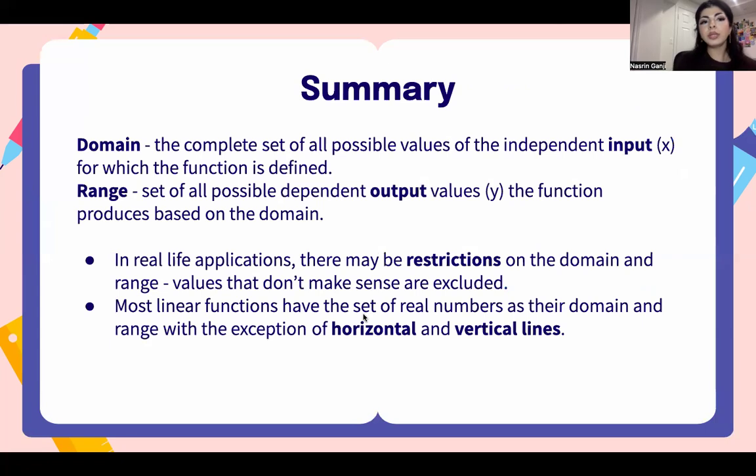So, to summarize, the domain was the complete set of all possible values for our independent input, which is x, typically, or the value that is on our x-axis. And the range will be the set of all possible dependent output values, and that will be dependent on our x value or our input or our domain. So in real life applications, there will be restrictions sometimes on the domain and range. Values that don't make sense will be excluded because we are applying meaning now to this math.